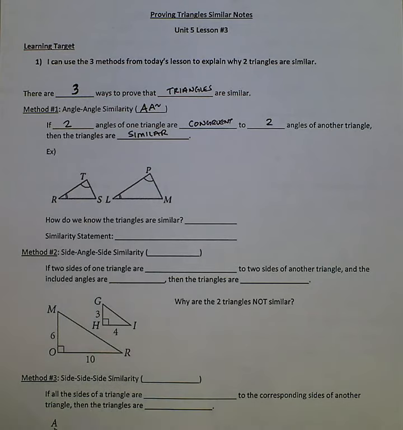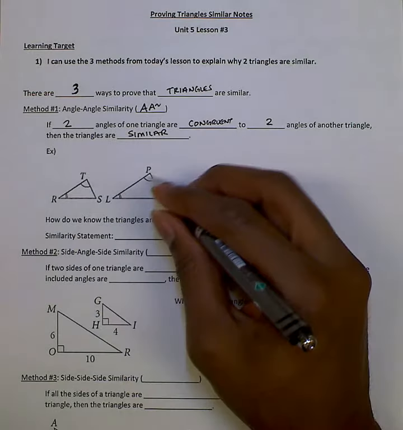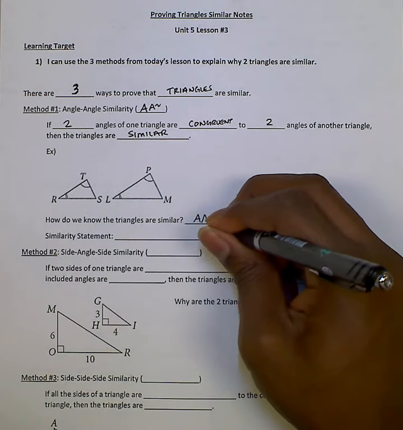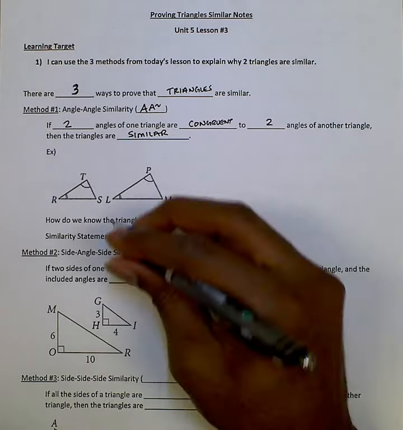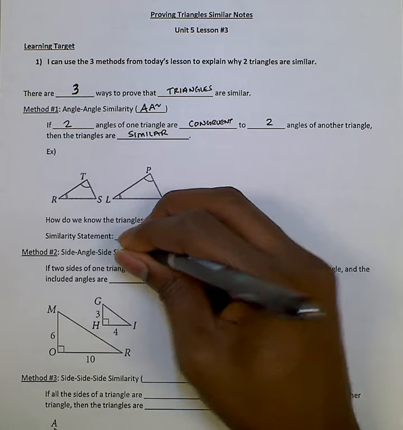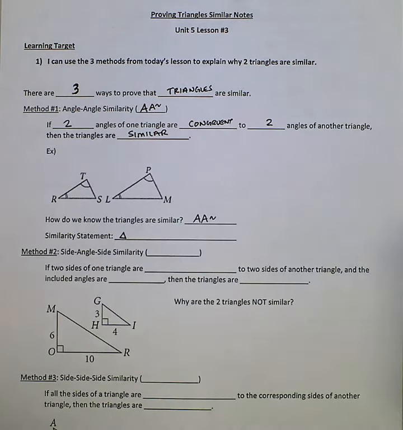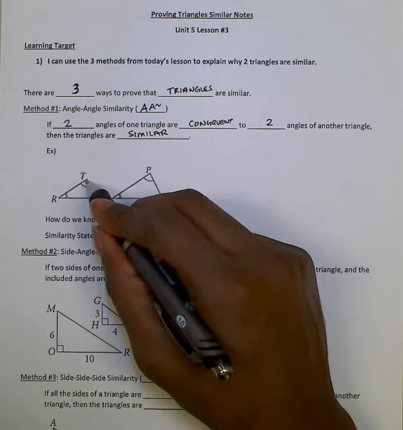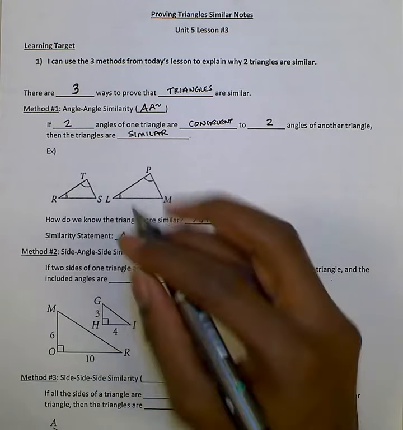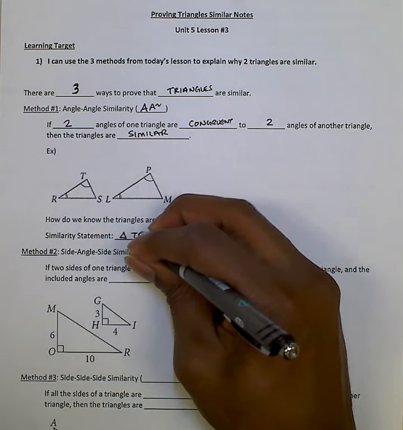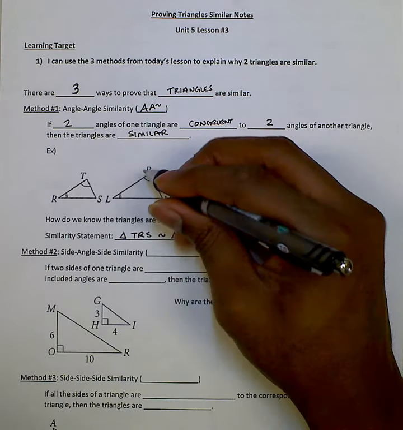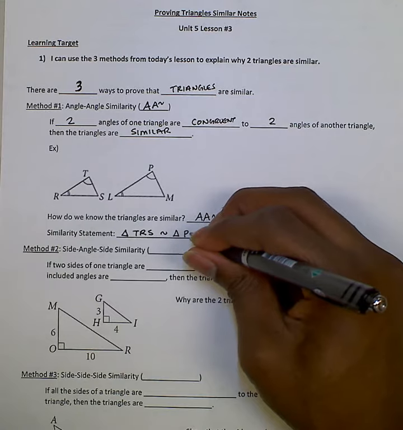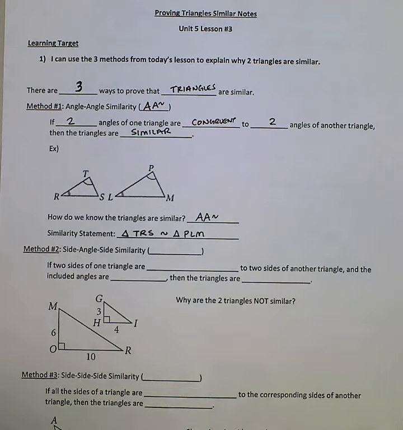So here we have angle-angle similarity. And for our similarity statement, we'll do the same thing as we did last chapter, making sure that we follow a pattern. My pattern goes from one mark to two marks to no marks. So I'll say triangle TRS is similar to triangle PLM. Okay, angle-angle similarity.